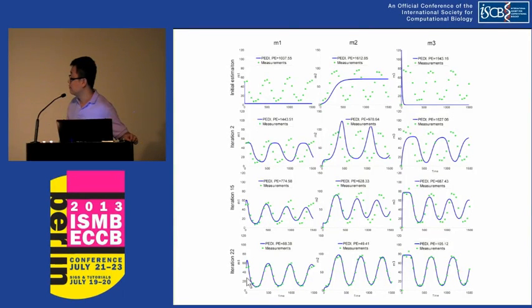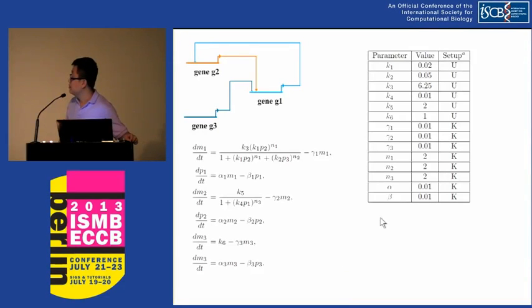And when it converges at iteration 22, we get very good oscillation. And the second experiment that we did is on these gene circuits. Here you have multiple transcription factors.